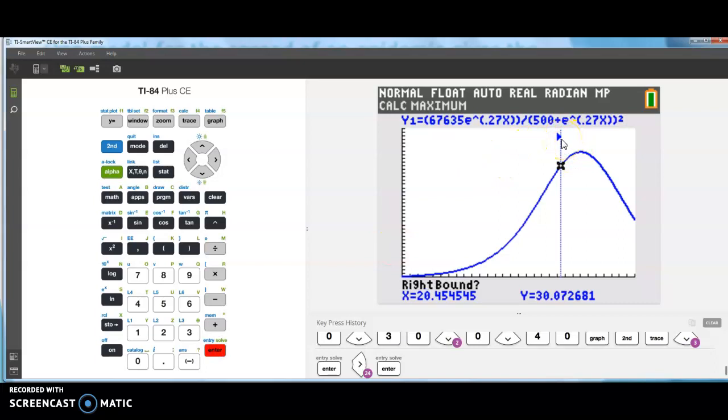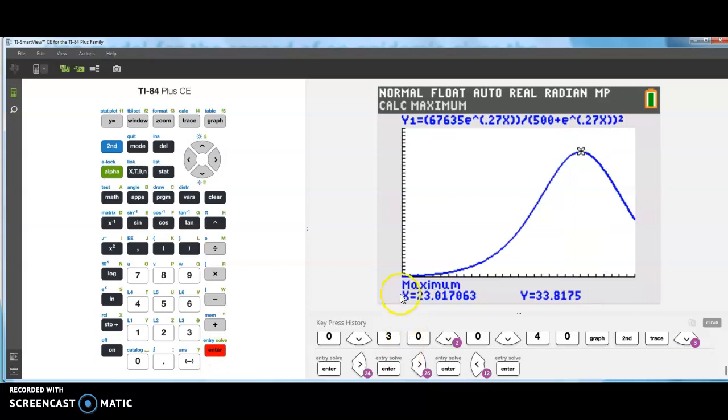Other models will just put the arrow. Now it's asking me for the right bound. So I need to move over until I am distinctively to the right of that maximum. So that looks good. Hit enter. Next, it asks me to guess, so I'm going to move my cursor back to where I think that top value might be. That maximum point looks pretty close. Hit enter.